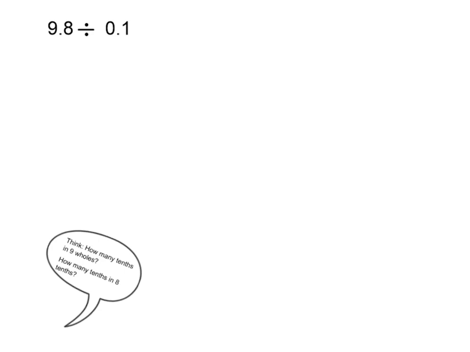What I'd like you to do is 9 and 8/10 divided by 1/10. I've left this down here to help you solve it. So how many tenths are in 9 wholes? That'll be your first section. And then how many tenths are in 8/10? And then add those two together and come in with your answer.